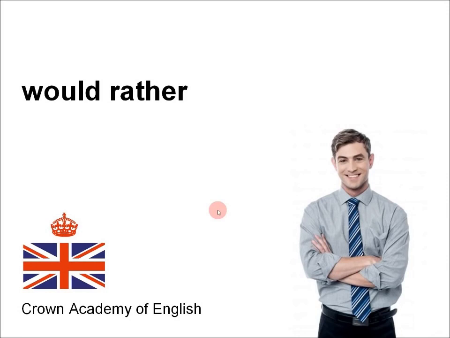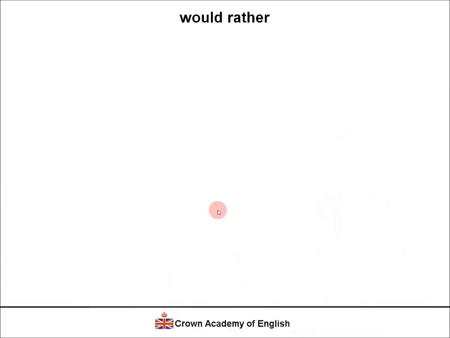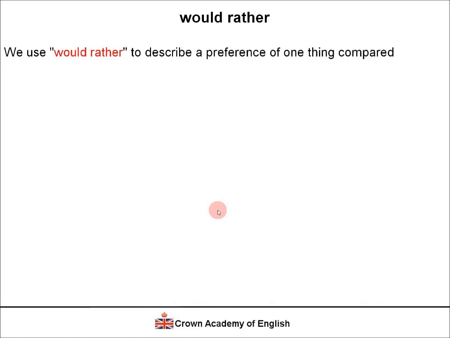Today's lesson is about the expression would rather. So, would rather. Well, we use would rather to describe a preference of one thing compared to another thing. So there are two things and we prefer one of them.